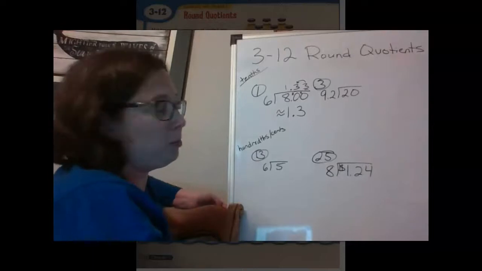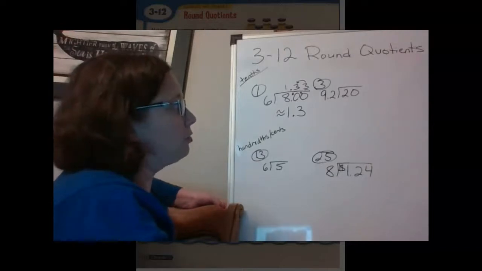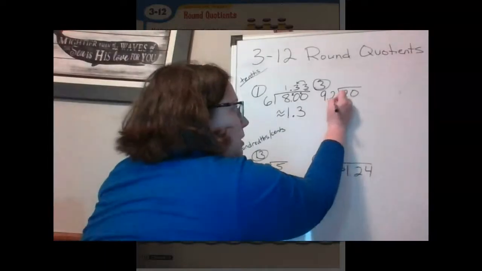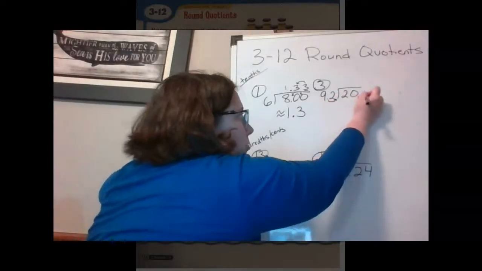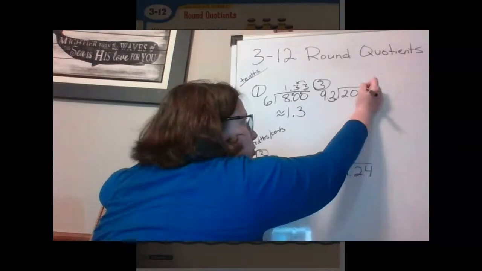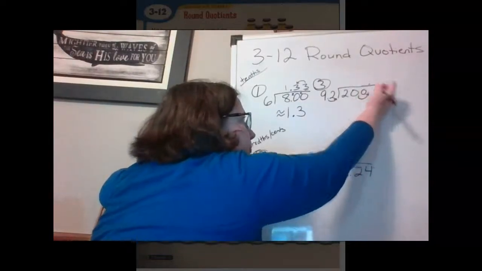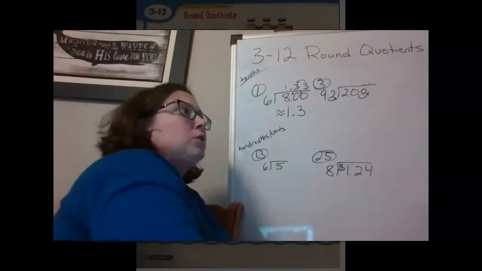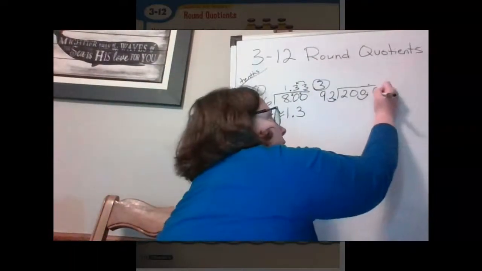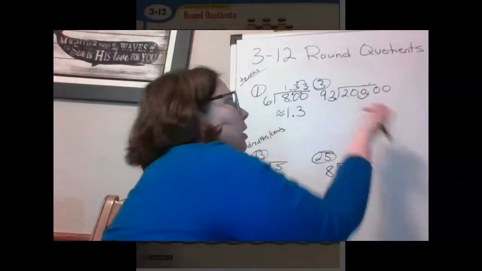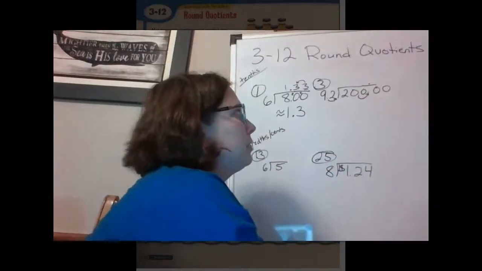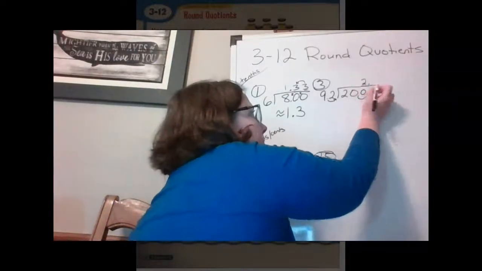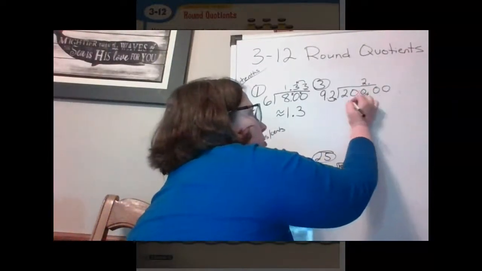In problem number 3, I have 20 divided by 9 2/10. I'm going to move my decimal first. Remember, when there's not a decimal, it's to the right of your number. And then I'm going to go ahead and add my 2 decimal places so that I know how far I need to divide out. Now I can start my division.